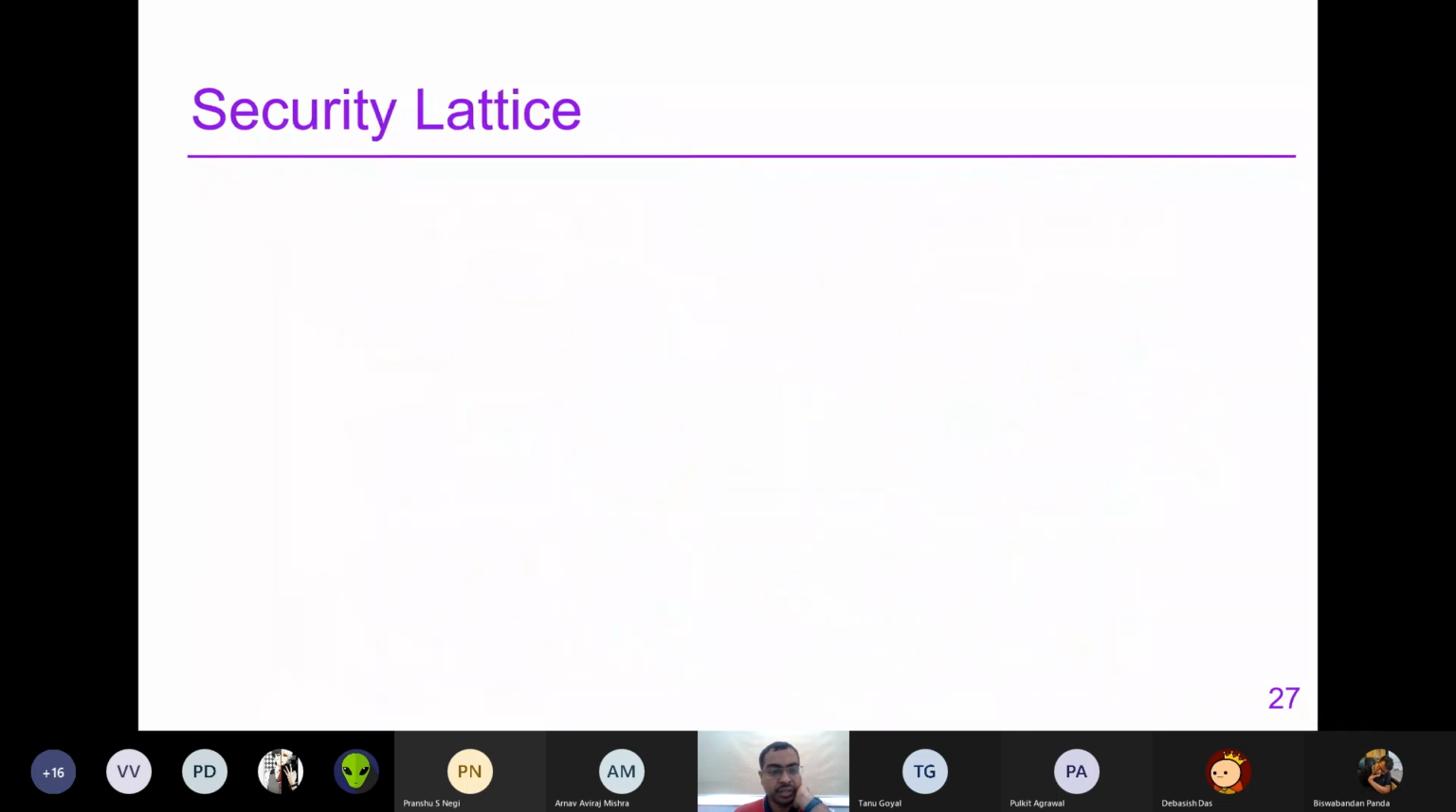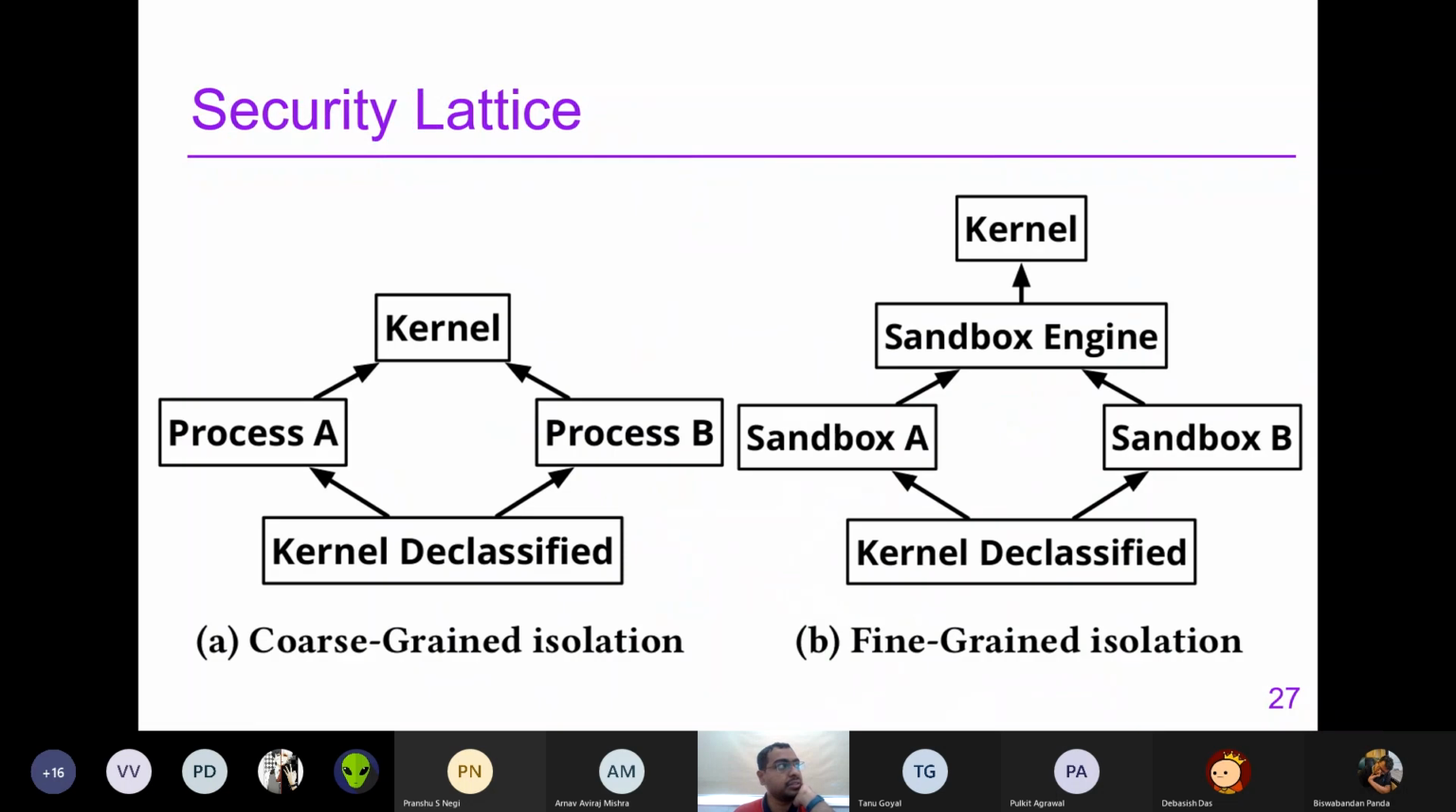Then moving on, what is a security lattice? A security lattice is a specification which specifies what all the domains in my system are and how data can flow between different domains. Here the data can flow only in a certain way, it cannot go the other way, and each box is a domain at a different security level.